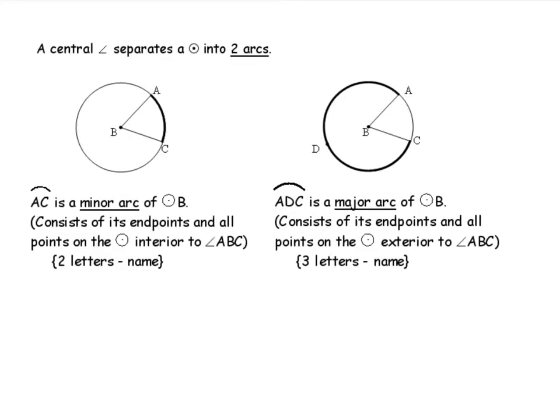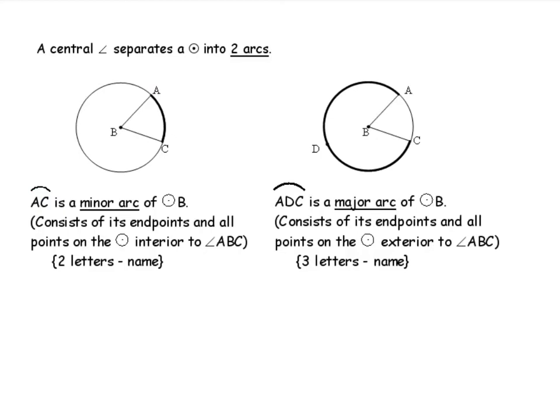So every central angle that we work with separates a circle into two specific arcs. So I've got central angle ABC here, and it splits the circle into two arcs. The first arc we're going to talk about is arc AC. And arc AC is actually a minor arc for this circle. When we talk about labeling any minor arc, something smaller than 180 degrees, we're going to use the two endpoints for this arc, A and C, and we're going to put a little arc symbol above it.